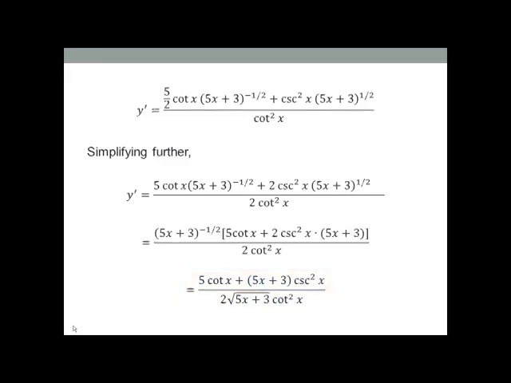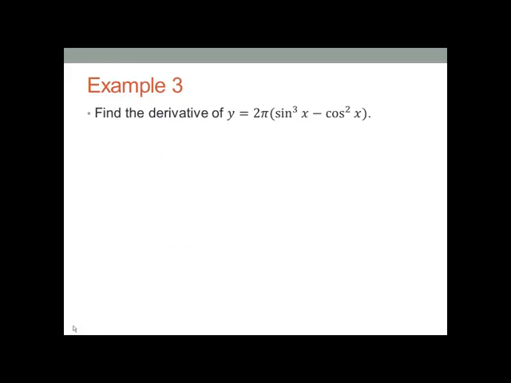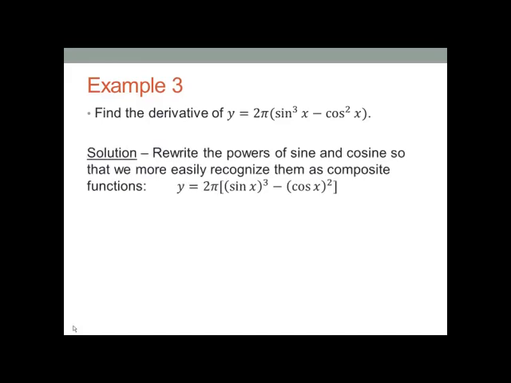Our final example, we're asked to find the derivative of y equals 2 pi times the quantity sine cubed x minus cosine squared x. I'll start by rewriting those powers of sine and cosine so that I can more easily recognize them as composite functions. Sine cubed x is the same as sine of x to the third power, and cosine squared x is the same as cosine of x to the second power. Because these are composite functions, I now apply the chain rule.